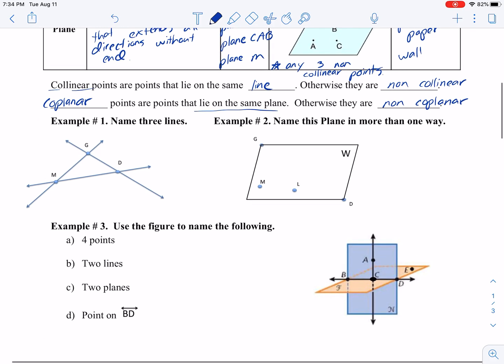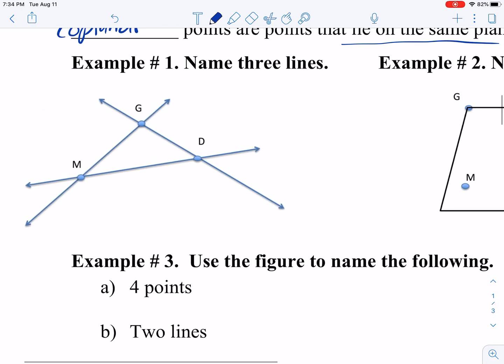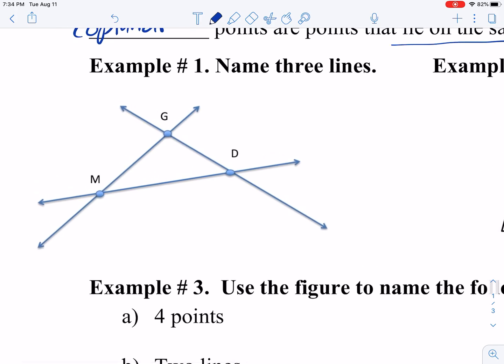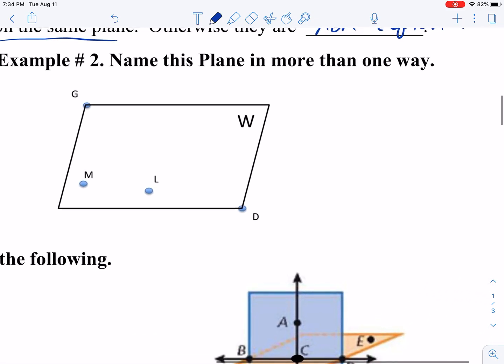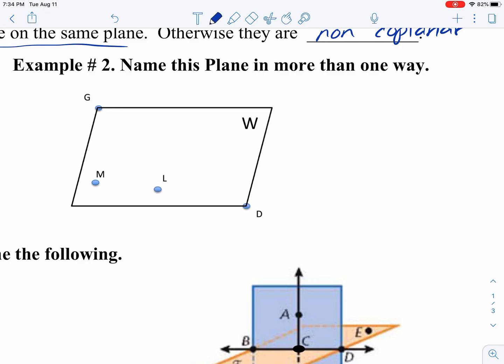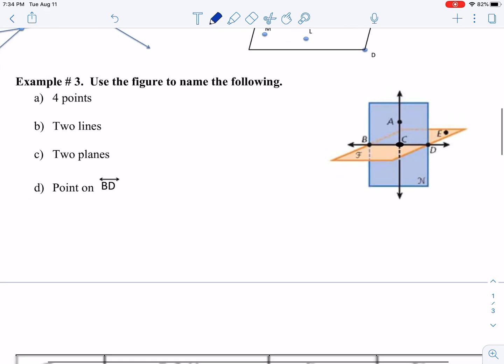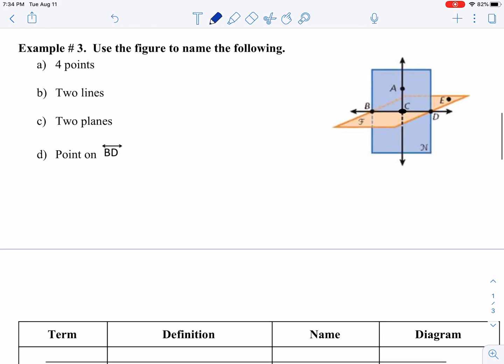Okay. All right, I'd like you guys to try a couple of these examples where you're naming lines, naming planes, and identifying some points from each figure. So in example 1, you're going to name 3 lines. Example 2, you're going to name this plane in more than one way. And example 3, you're going to use this figure to name each of the following.